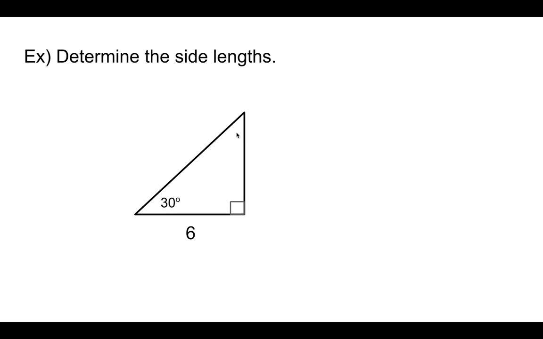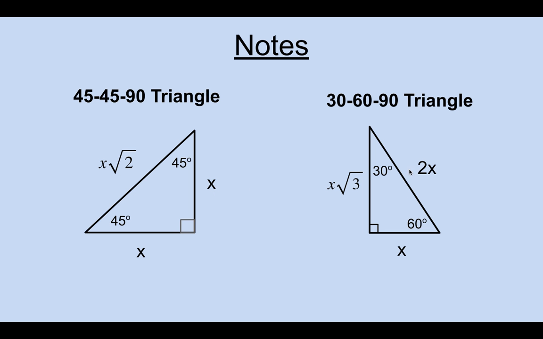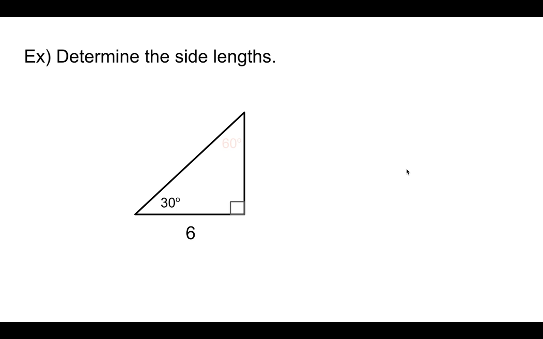So here's 30. I'm going to figure out this angle: they have to add to 90 degrees, so that's got to be a 60. And now, just like I did before, I'm going to put these sides where they need to be. Opposite of 30 is x. Opposite of 60 is x rad 3. And the hypotenuse is 2x. So opposite of 30 would be x, opposite of 60 is x rad 3, and then the hypotenuse is 2x.